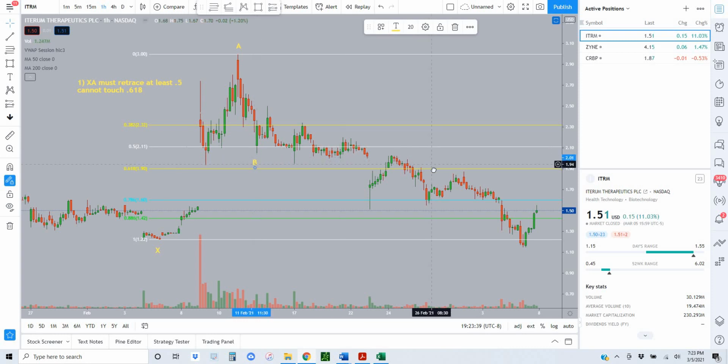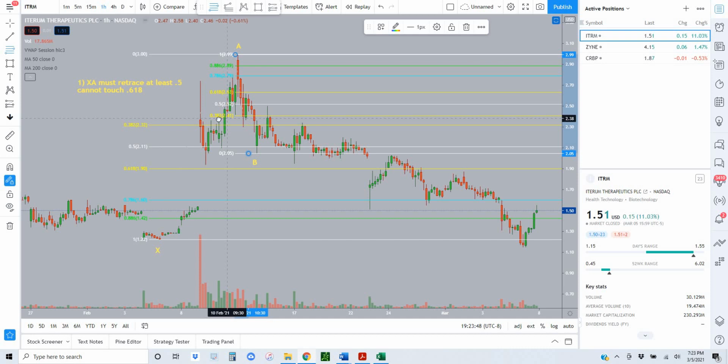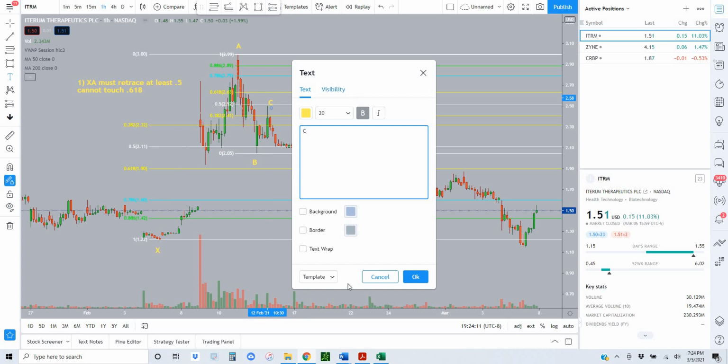So for condition number 2 to be met, I have to have at least a 382 retracement from A to B. So I draw from A down to B, and I can see, do I get at least a 382 retracement? I absolutely do. In fact, I almost get a 50% retracement as well, but I only need the 382 retracement in order to satisfy condition number 2. So I have condition number 1 that's been met and condition number 2 that's been met, and that is going to be now my C point. Okay.